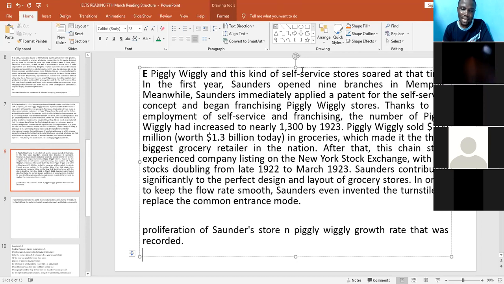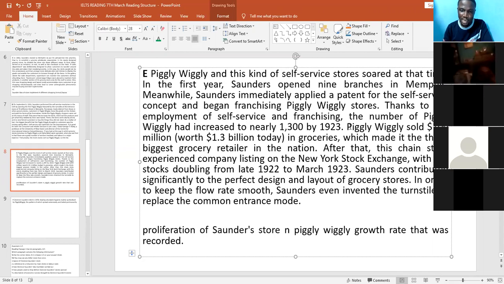Look at it. Piggly Wiggly and this kind of self-store soared at that time. Soared means increased. Look at the word. In the first year, Sanders opened 9 branches in Memphis, just the first year alone. Meanwhile, Sanders immediately applied for a patent, that's part of growth, for the self-service concept and began franchising Piggly Wiggly stores. So he opened, he franchised. Thanks to the employment of self-service and franchising, the number of Piggly Wiggly increased again. So it's proliferation of his stores, whether the franchise or the ones he opened. So all he was talking about was the increase in the number of stores.